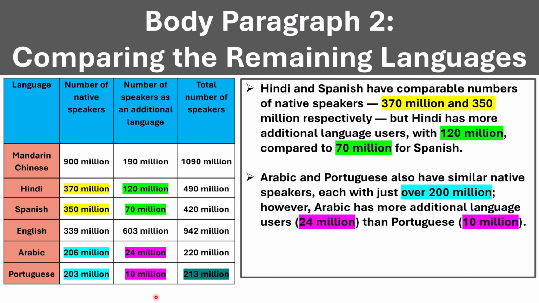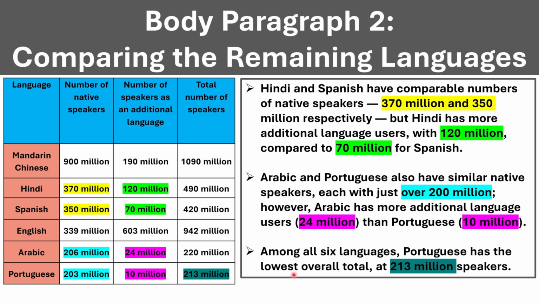Finally, we highlight that Portuguese has the lowest overall total among the 6 languages. This can be written as, among all 6 languages, Portuguese has the lowest overall total at 213 million speakers. This superlative closes the paragraph with a key insight and balances the structure of our response.